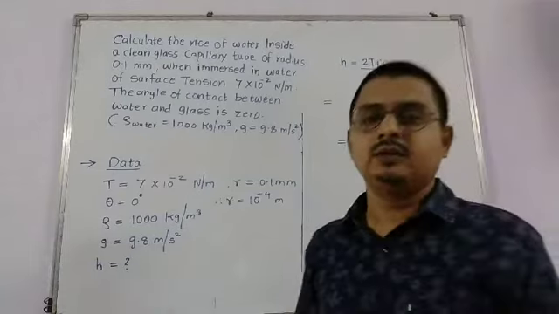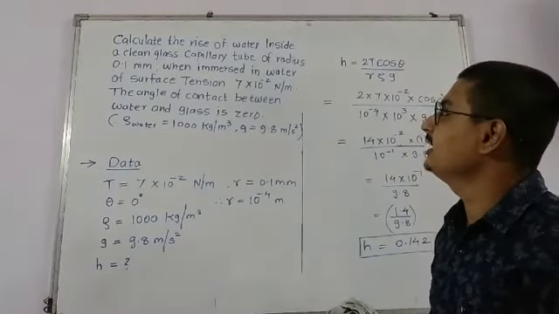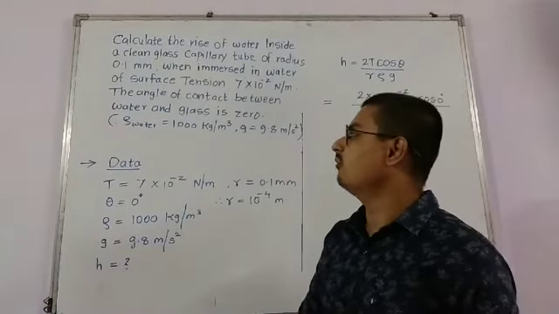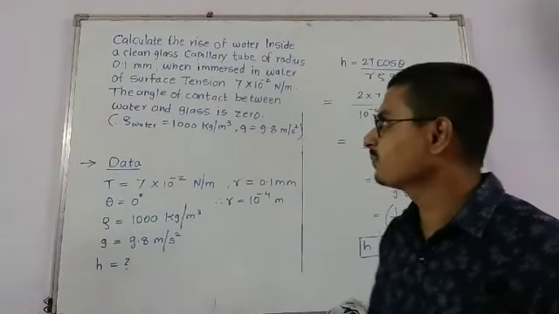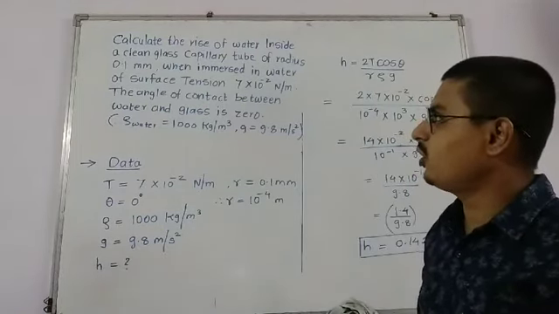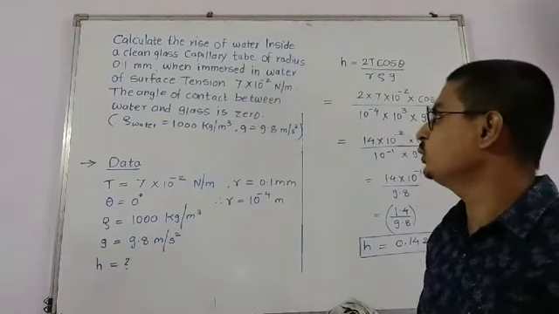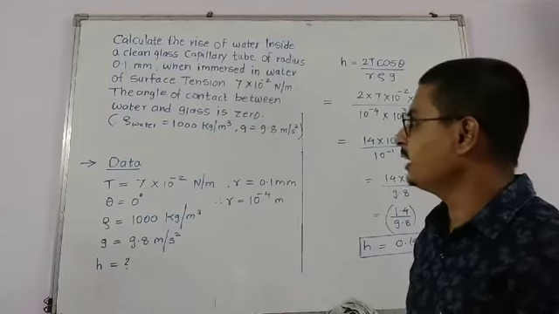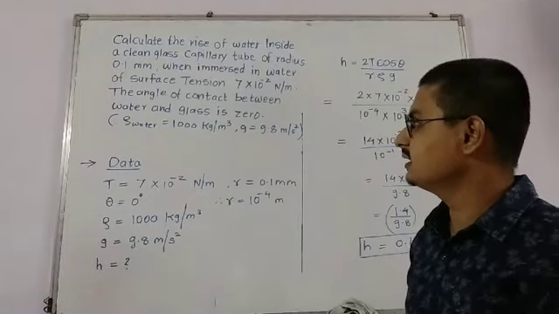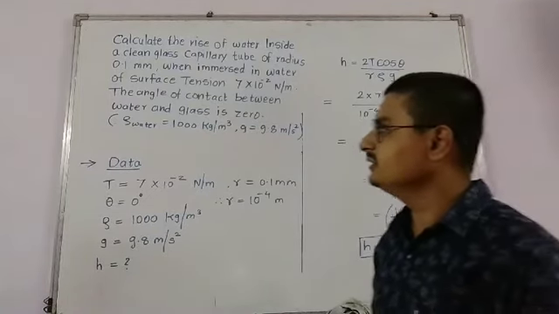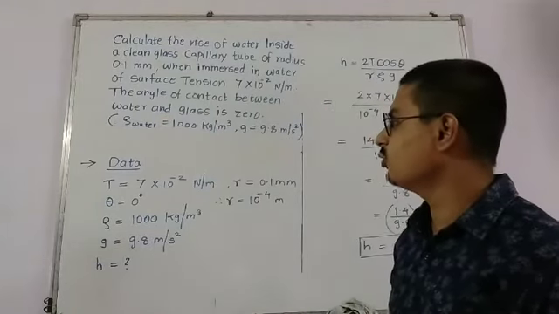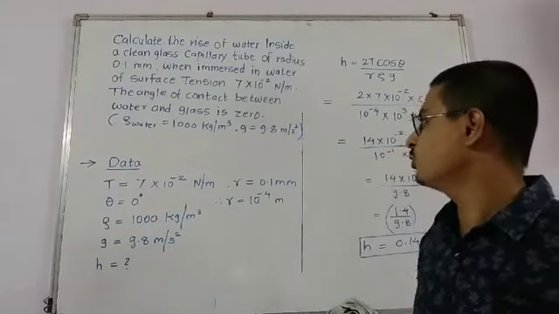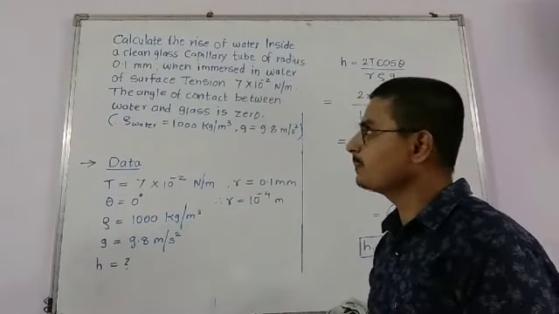So this is the simplest problem based on Bernoulli's principle. That's it. So the next problem is: calculate the rise of water inside a clean glass capillary tube of radius 0.1 mm when immersed in water of surface tension 7 into 10 power minus 2 Newton per meter. The angle of contact between the water and the glass is 0. Also given, the density of water is 1000 kg per meter cube and the gravitational acceleration g is equal to 9.8 meter per second square.